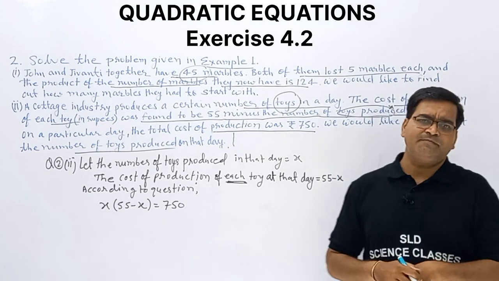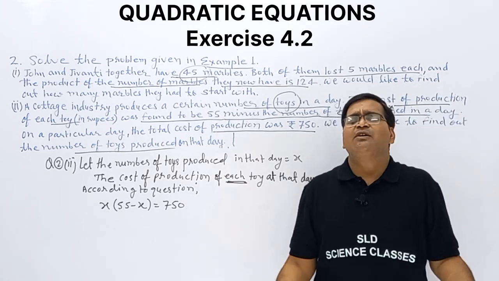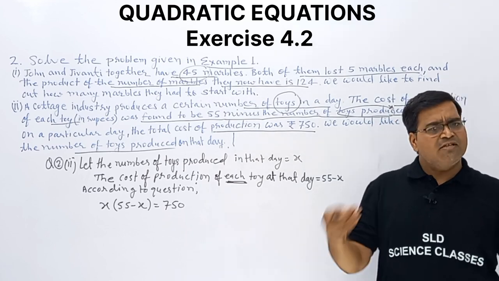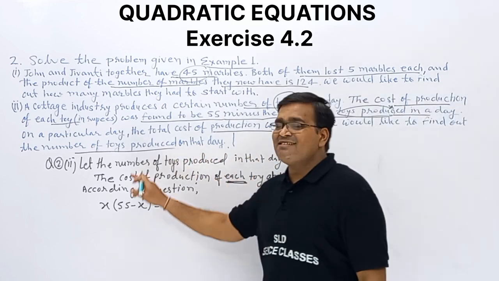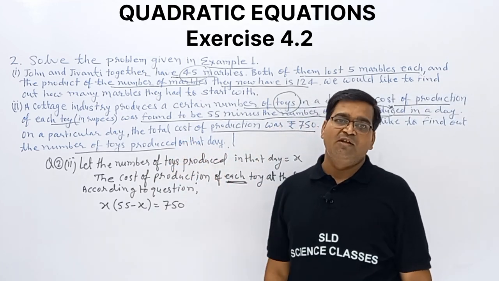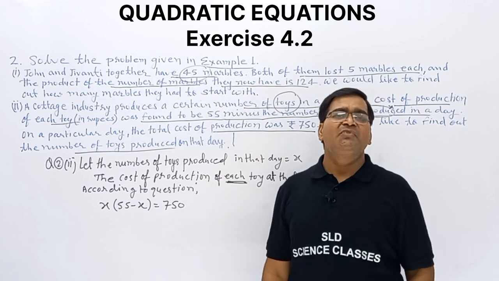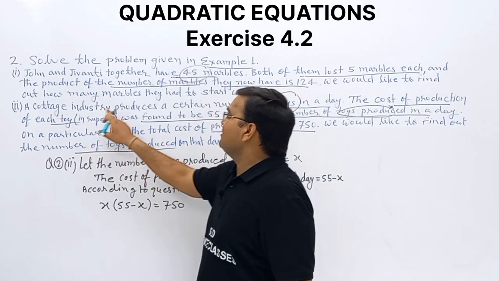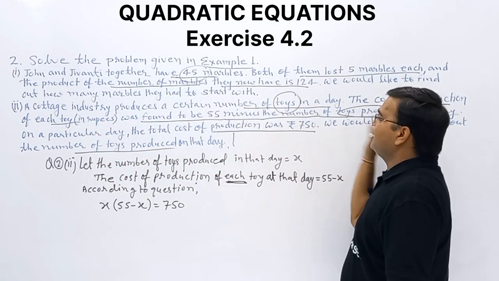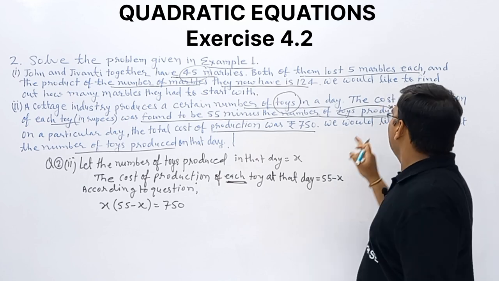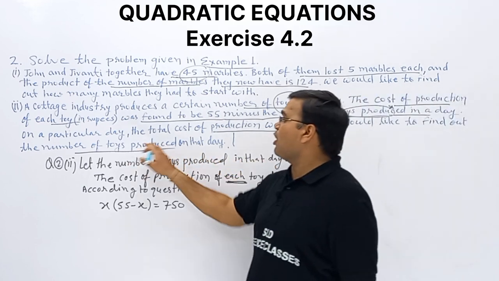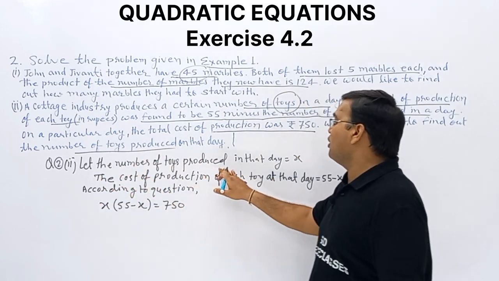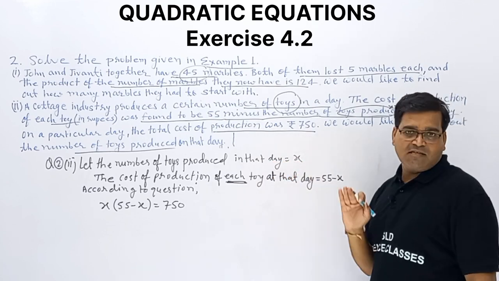Once you observe this, then we will get the quadratic equation, solve it, and find the value. That is the easy part, only calculation. But this situation is important. Once you grasp this, you will get the answer easily. So, situation observed: a cottage industry produced a certain number of toys in a day. In the last, we would like to find out the number of toys produced in that day. We don't know. We assumed that the number of toys produced is X.